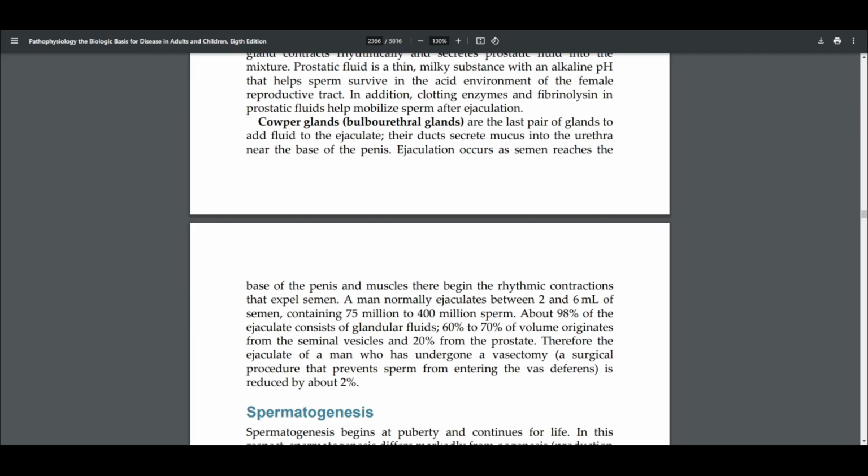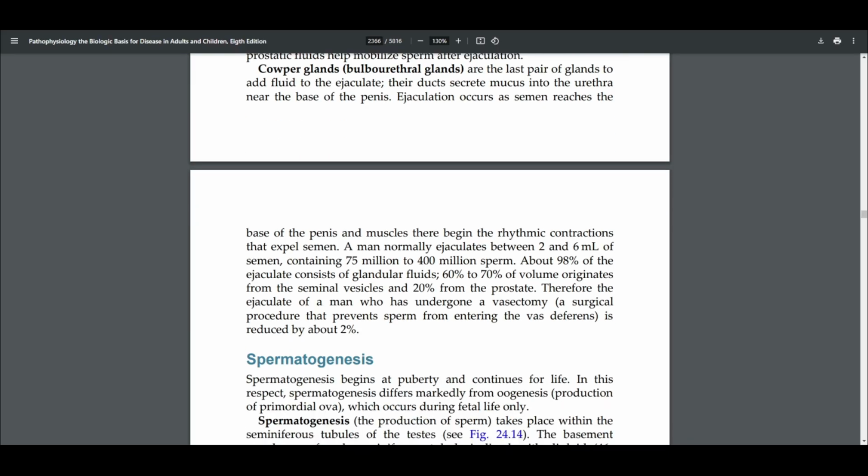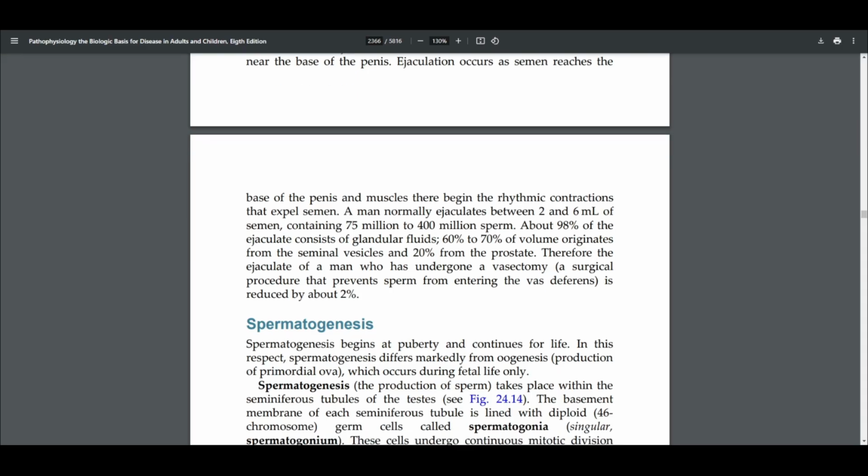Ejaculation occurs as semen reaches the base of the penis and muscles there begin the rhythmic contractions that expel semen. A man normally ejaculates between 2 and 6 ml of semen, containing 75 million to 400 million sperm. About 98% of the ejaculate consists of glandular fluids. 60 to 70% of the volume originates from the seminal vesicles and 20% from the prostate. Therefore, the ejaculate of a man who has undergone a vasectomy is reduced by about 2%.